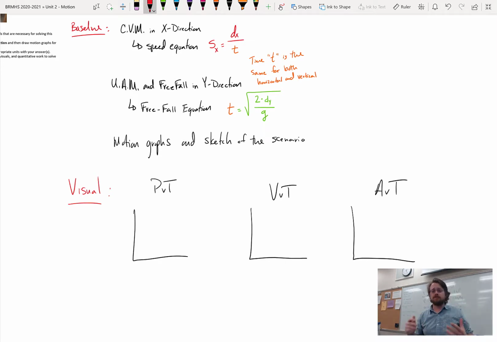Velocity versus time in the middle, VVT, and acceleration on the right, AVT. We can do motion graphs for what's happening horizontally, and we can do 3 motion graphs for what's happening vertically. That's what we're going to do. So horizontally, that's what I'm doing in red. So I'm going to say this is horizontal motion with these 3 graphs here.